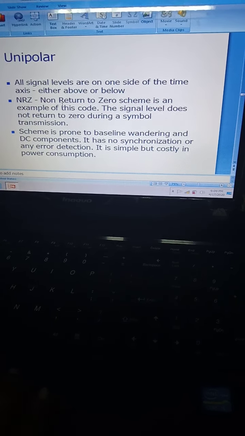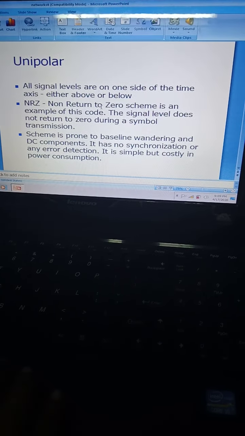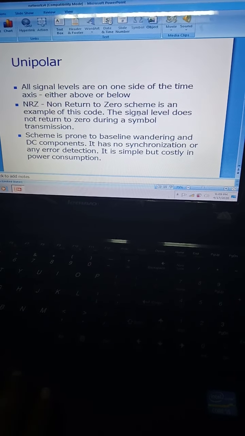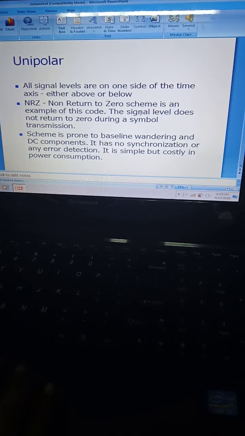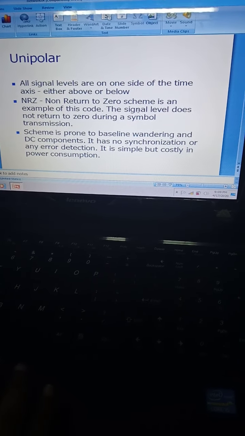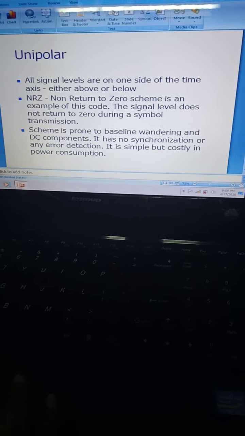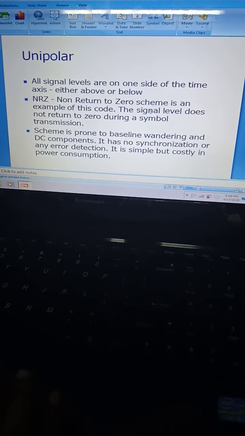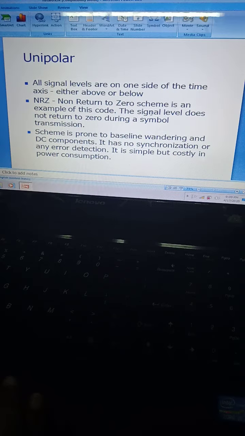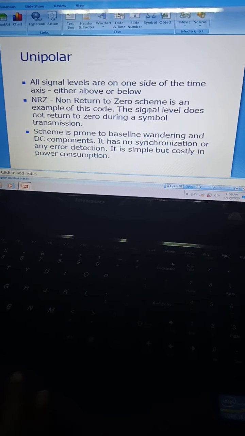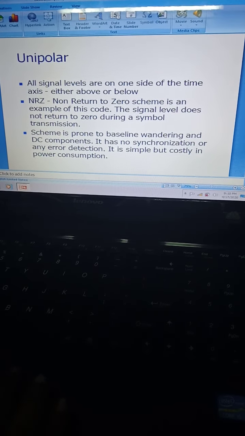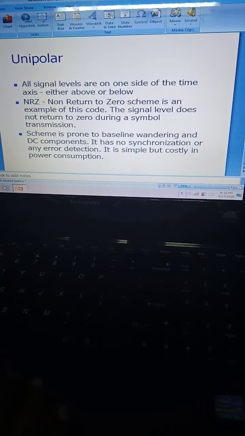The non-return to 0 scheme is an example of this code. The signal level does not return to 0 during a symbol transmission. Here we can go from positive to negative voltage or from negative to positive voltage, but we should not come to the neutral level. That is the unipolar coding method.